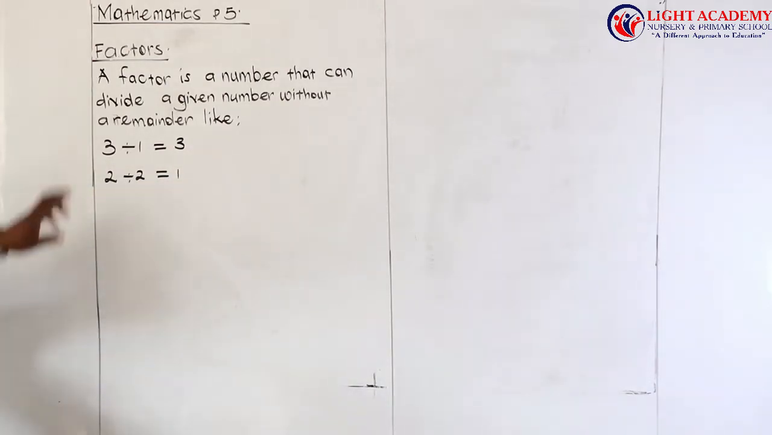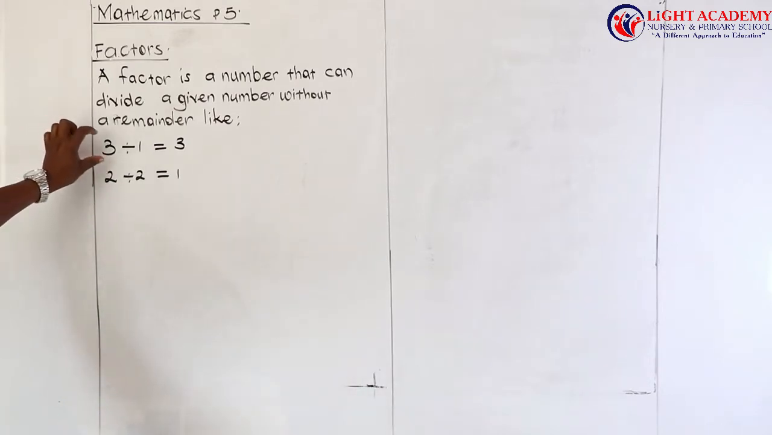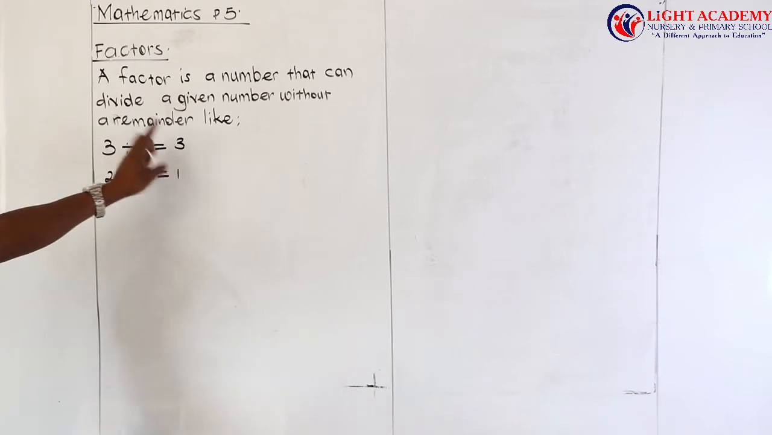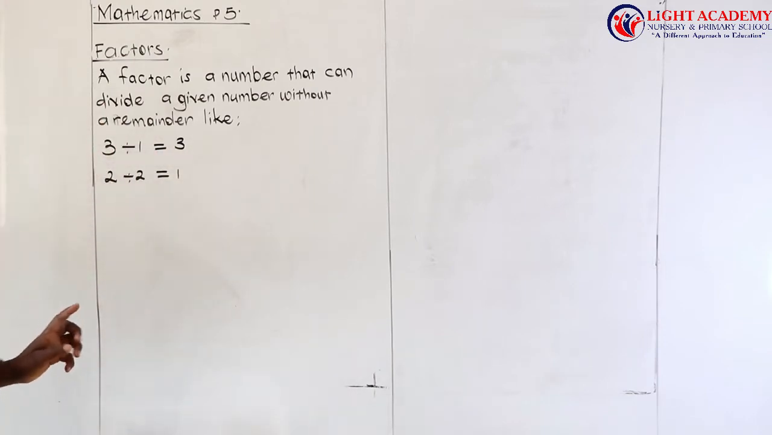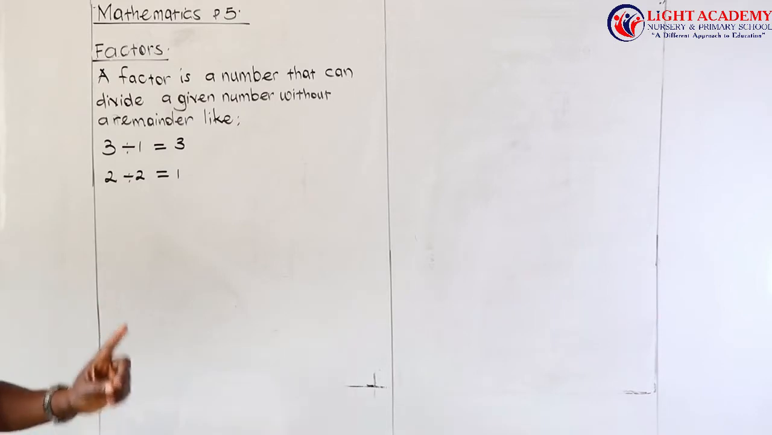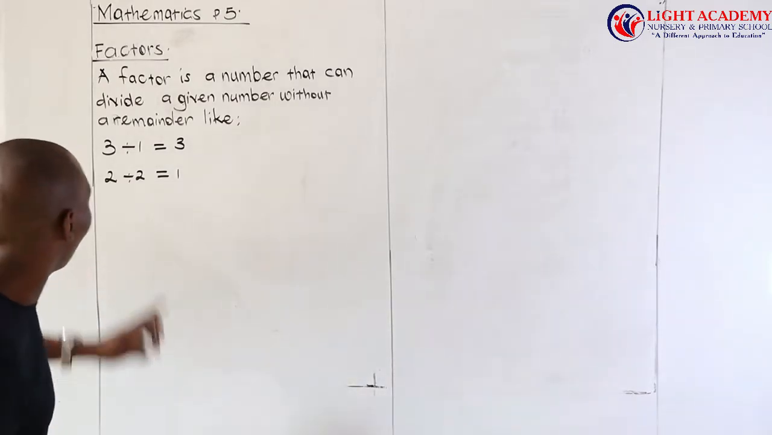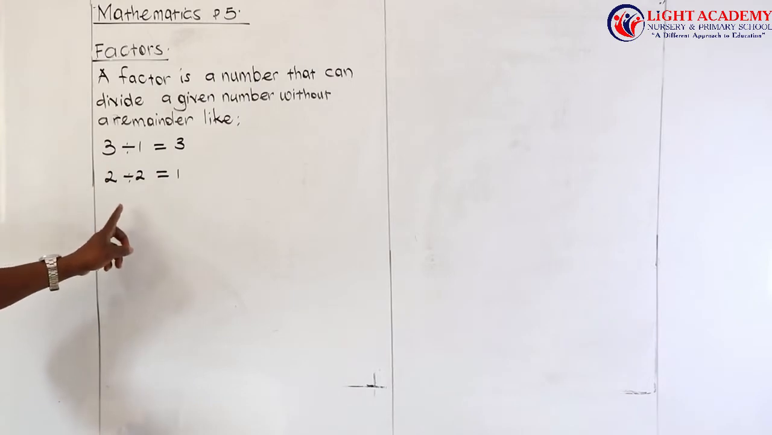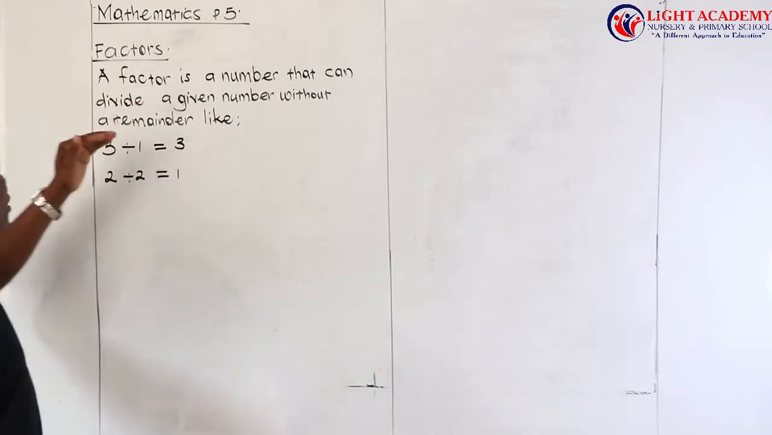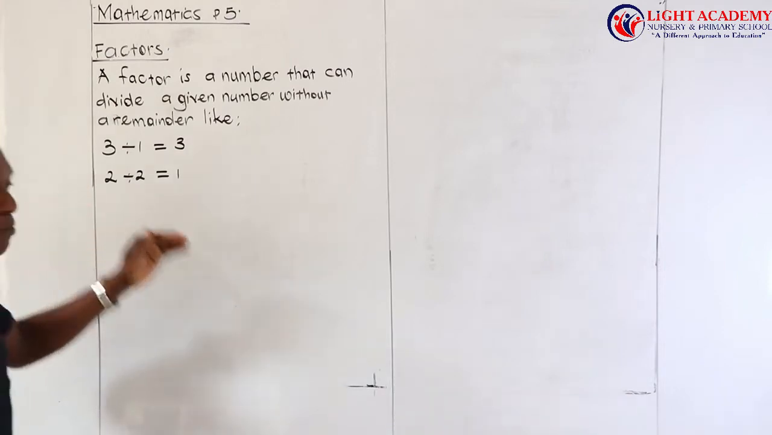In the first case, if these are 3 mangoes and I give them to one child, the child takes them all without a remainder. So number 3 becomes a factor of number 3. In the second instance, if I have 2 books and I give them to 2 children, each one takes 1. I don't get any book remaining. Therefore, I'm right to say that 2 is a factor of number 2. So that is the meaning of what I wrote: a factor is a number that can divide a given number without a remainder.